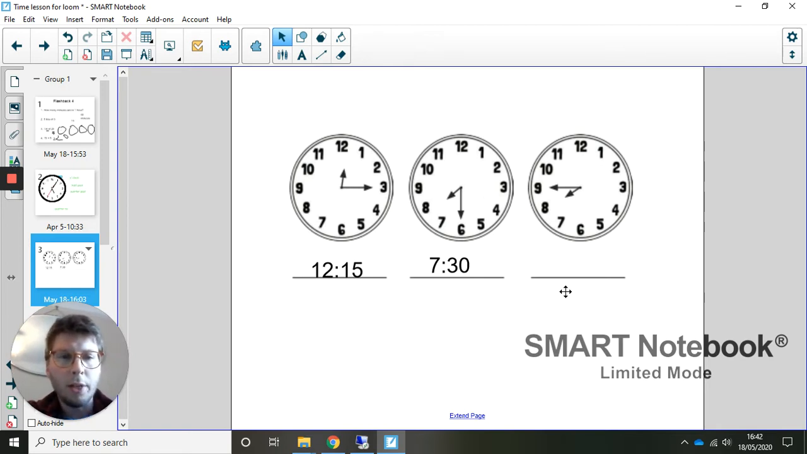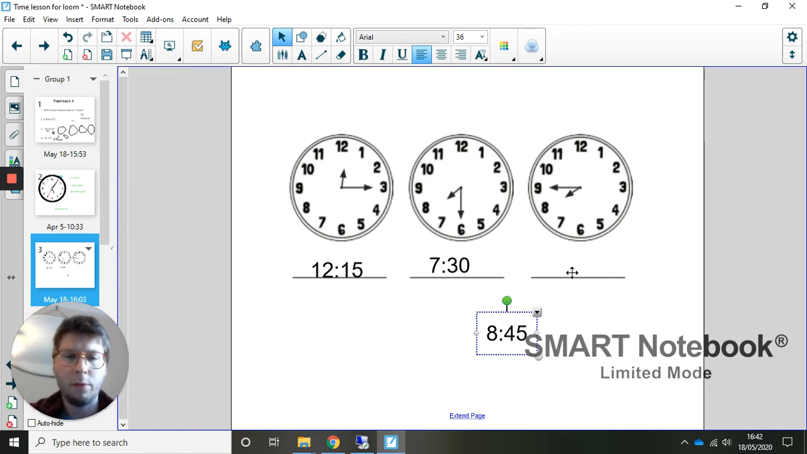So this one, it is 1:45, and it's 1:45 the next hour, isn't it? So it's pointing to between the 8 and the 9, so it's not on the 9 yet, so it must be the hour before. Okay, so this one is 8:45.